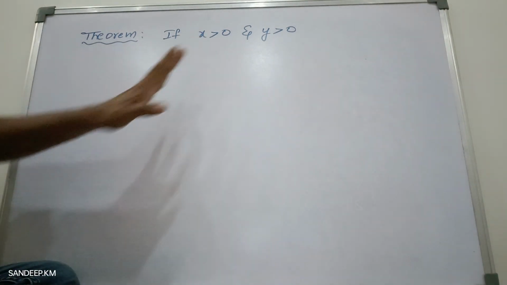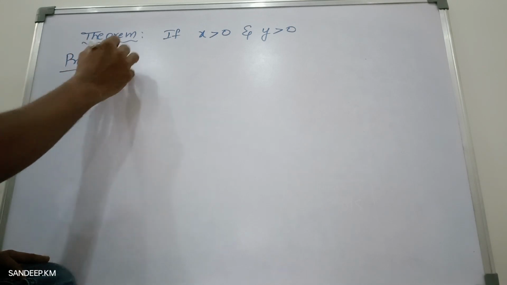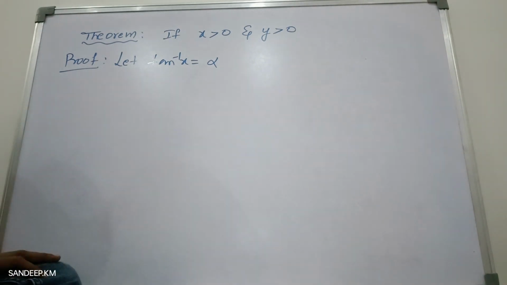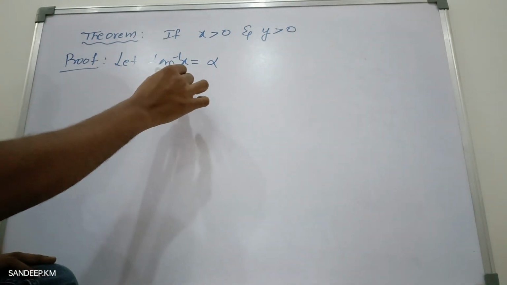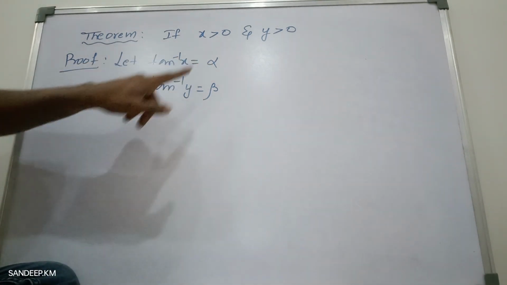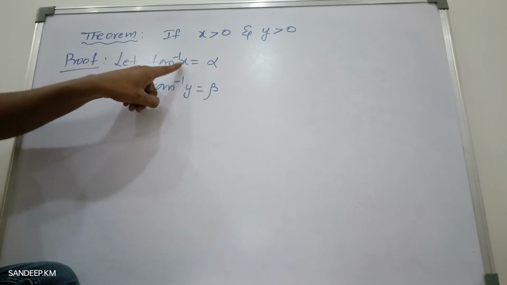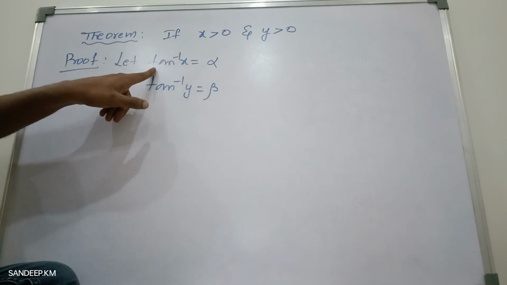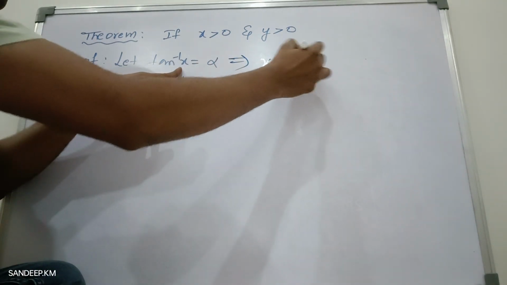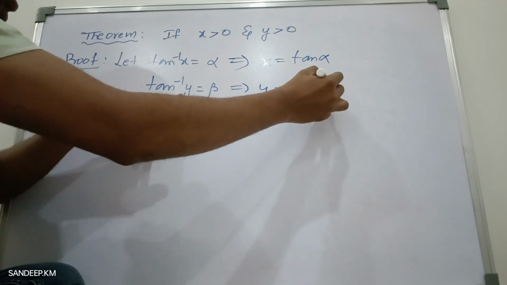See, x is positive and y is positive. We are talking about the proof. Let tan inverse x be alpha and tan inverse y be beta. Okay now, so here tan inverse x is alpha and tan inverse y is beta, and already x is positive, so x is in the domain of tan inverse function, so tan inverse will go to the right side. That implies x is equal to tan alpha and here y is equal to tan beta.